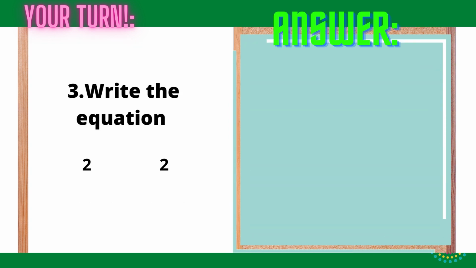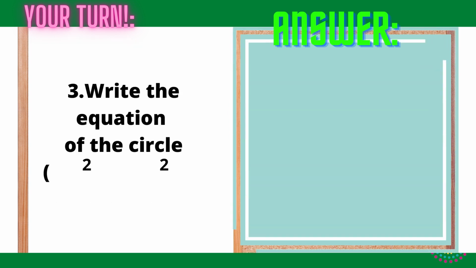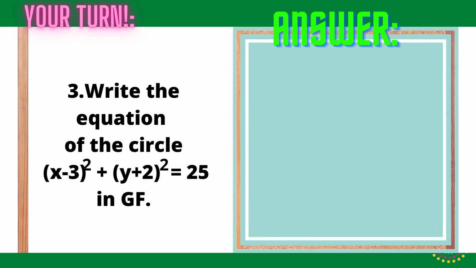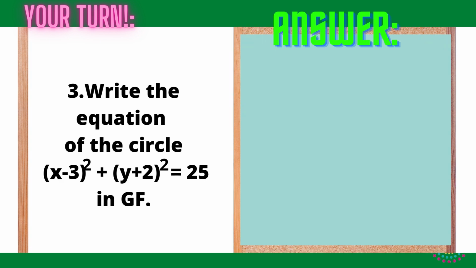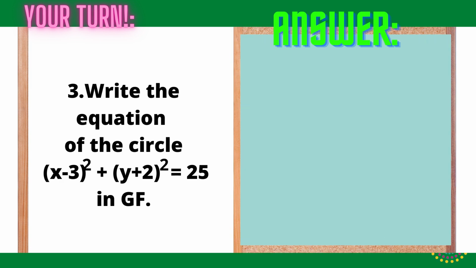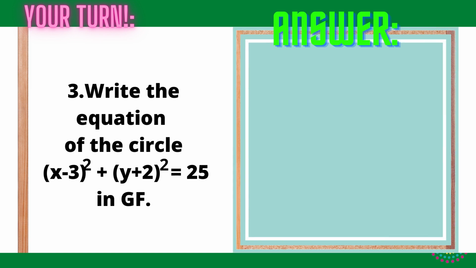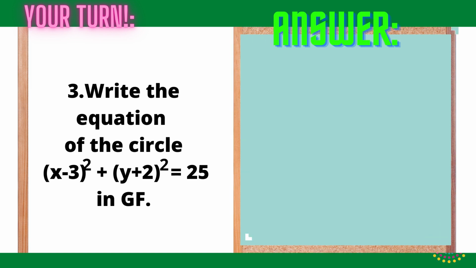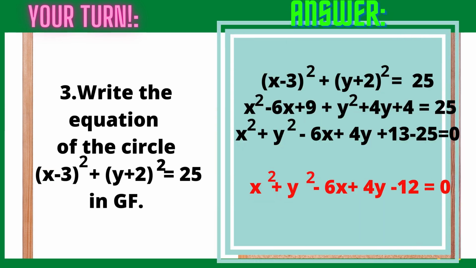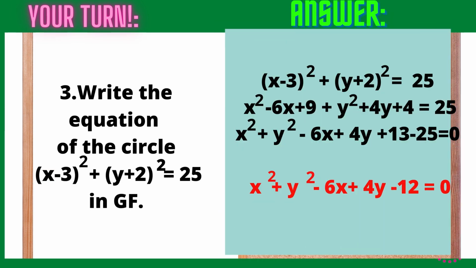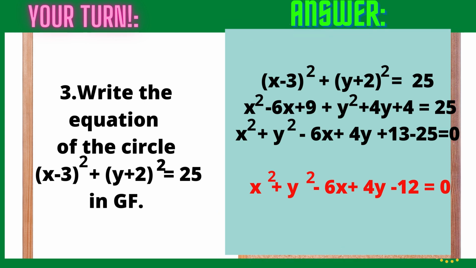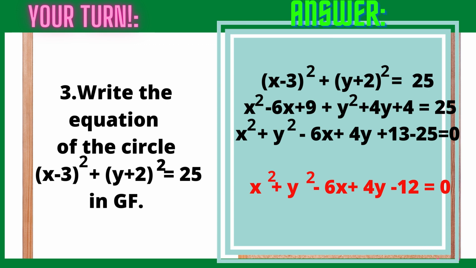Question number 3. Write the equation of the circle (x - 3)² + (y + 2)² = 25 in general form. Go. Okay, so let's have the answer. So the general form of (x - 3)² + (y + 2)² = 25 is equal to.